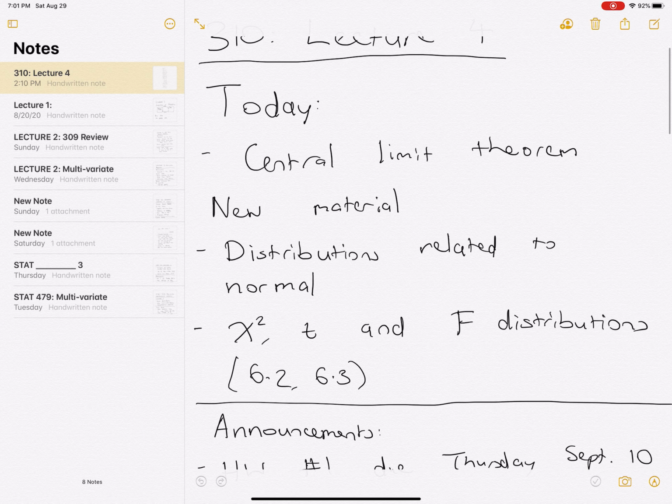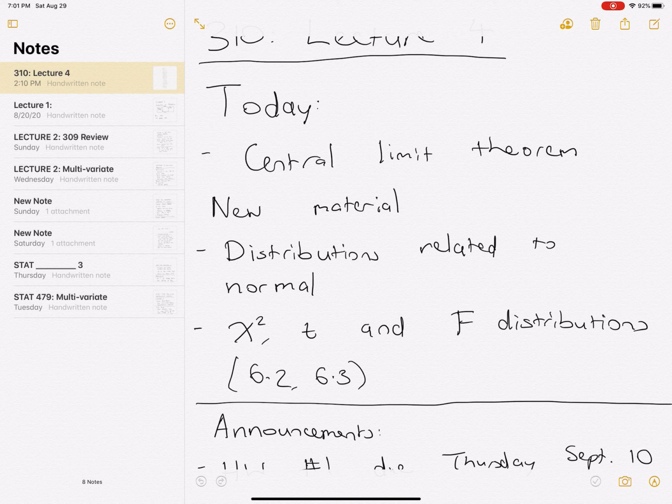So today we're going to finish our review of the 309 material that we discussed. In particular, we're going to finish our discussion on the central limit theorem and go through one or two examples with the central limit theorem. And then we're going to move on to the new material.